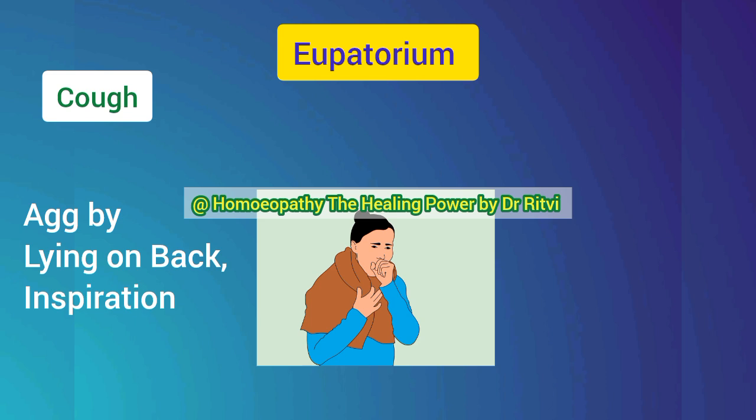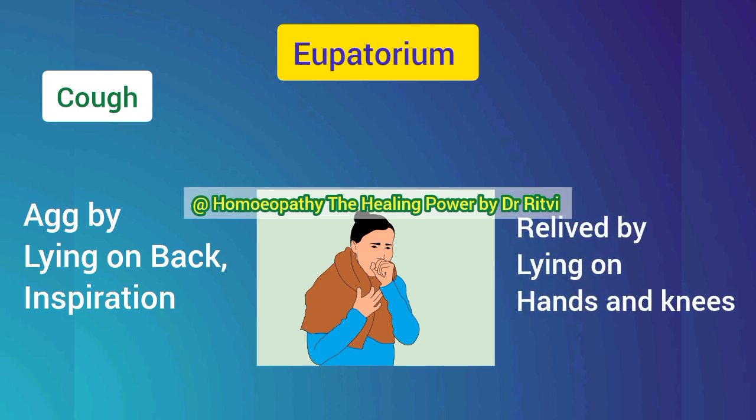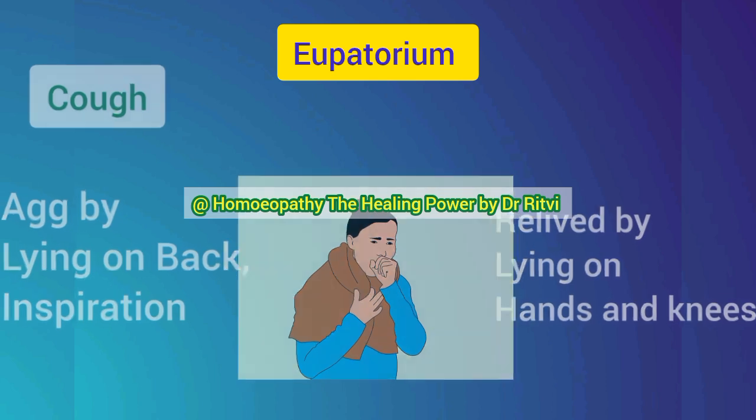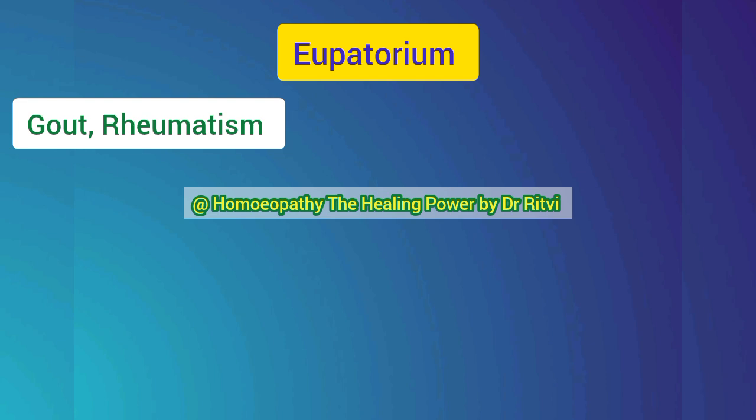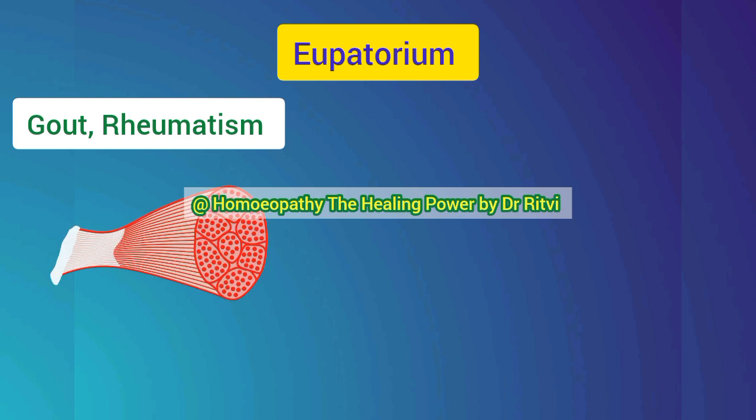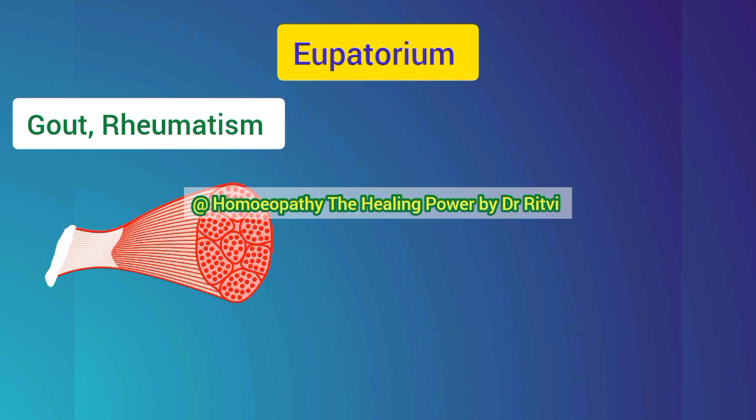And friends, this cough has a very unique PQRS symptom, that is the cough is relieved by lying on hands and on knees. This is the most unique symptom of Eupatorium for cough. Friends, here Eupatorium is also indicated for gout and rheumatism, just because, as we have discussed earlier, Eupatorium acts on fibrous tissue, and also muscle soreness, bone pain are the keynote and most important symptom of Eupatorium.